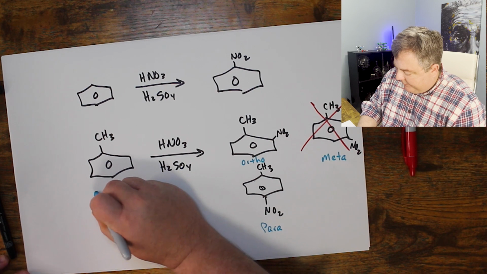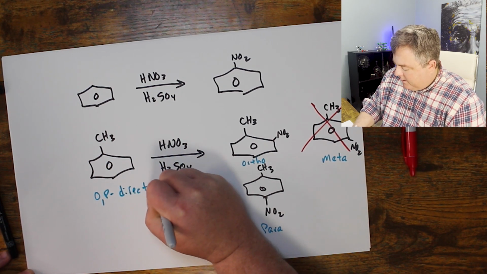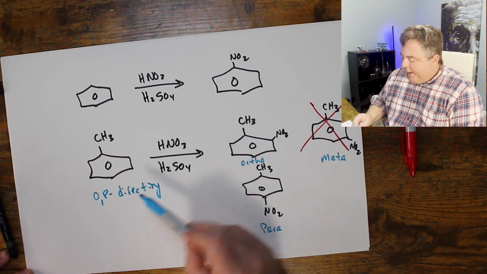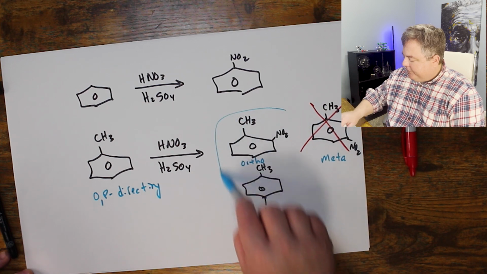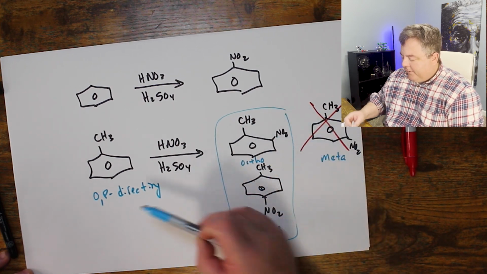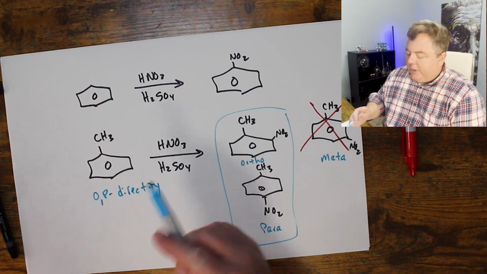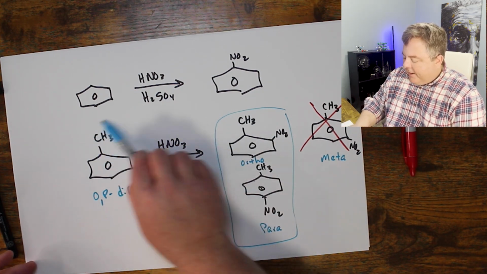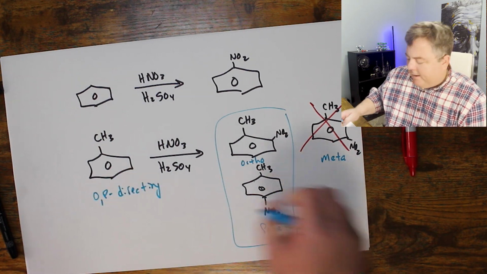So we say that this is an ortho-para directing group. A group like a methyl directs what's going to come on next in the ortho positions and the para positions. Those are the ones that we get. So methyl groups are ortho-para directing. You can see you're going to use some brain power here. So now I know that that methyl group directs ortho and para.